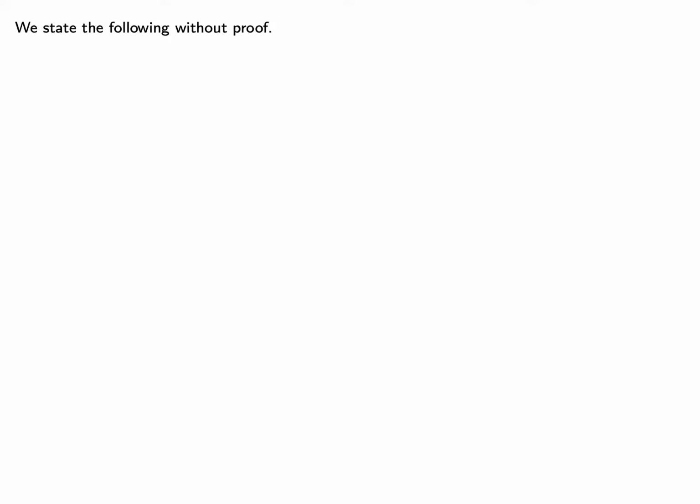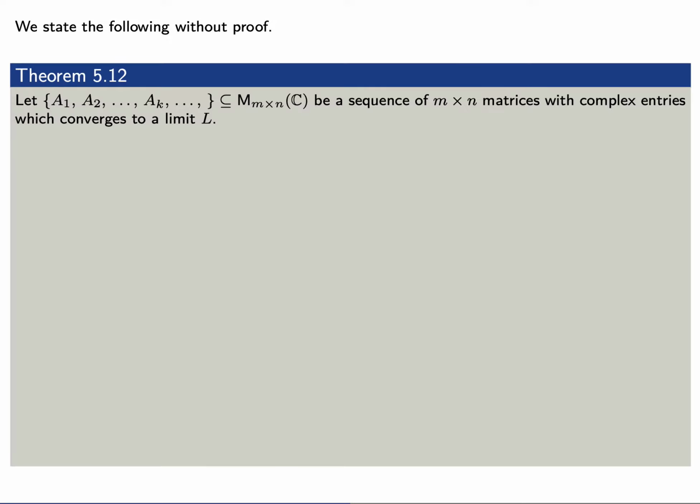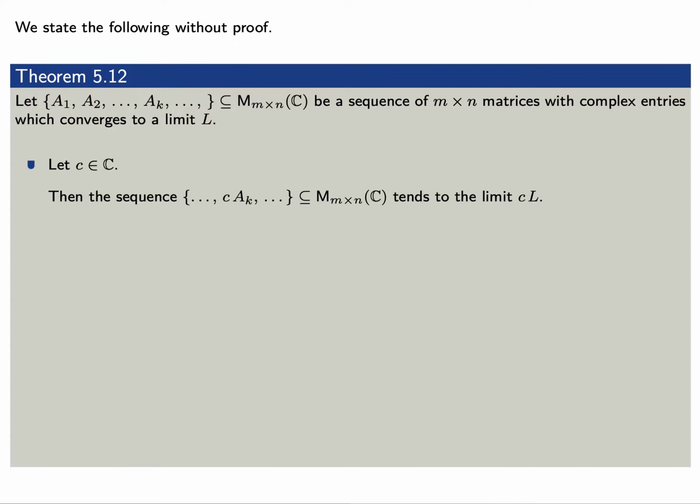We'll state the following without proof. Again, say that we have a sequence of matrices A sub k, which perhaps converges to a limit L. First, we can multiply every matrix by a scalar c, and then the limit will tend to c times L.